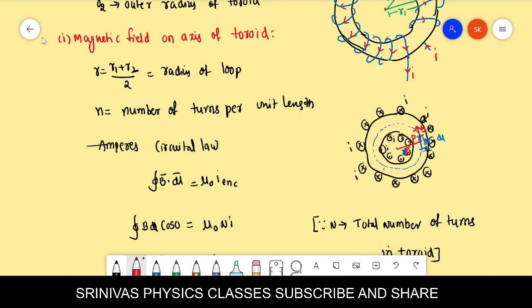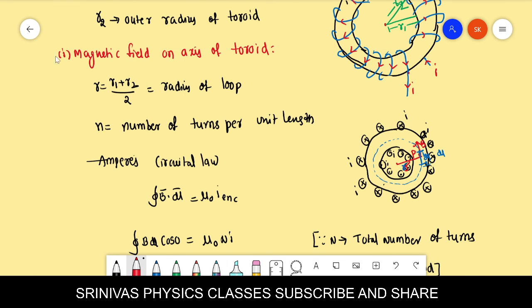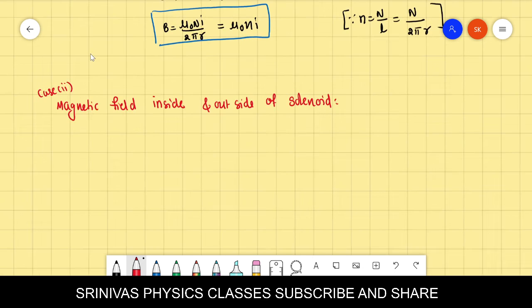Okay. This is case 1 actually. On the axis we are writing. This is case 1. Next, case 2, we will discuss and we will close within 2 minutes.